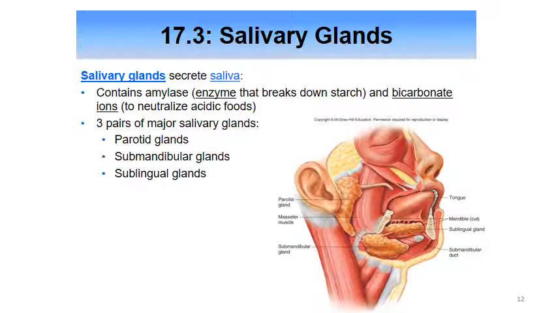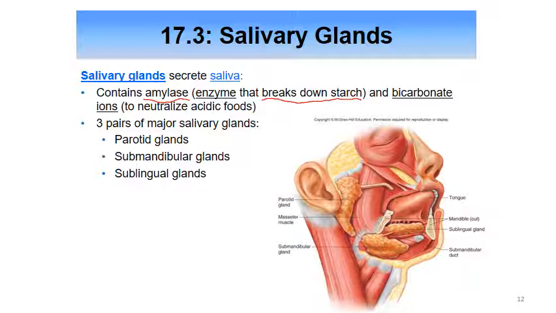Next, the salivary glands. We have 3 different salivary glands, and they're releasing saliva. Know that inside the saliva, we have this enzyme called amylase. Know that this breaks down starch. And so here we are starting the first chemical breakdown of food, but here it's only the starch that gets broken down. There's also bicarbonate ions. These help to neutralize acidic foods. Bicarbonate is more basic, so that's how it's neutralizing acids.